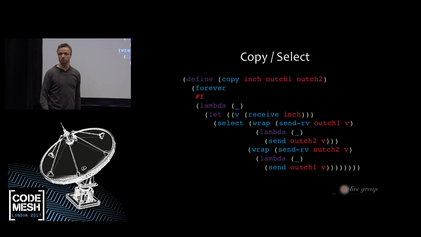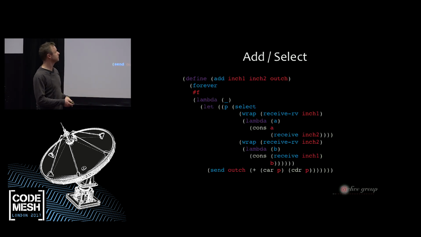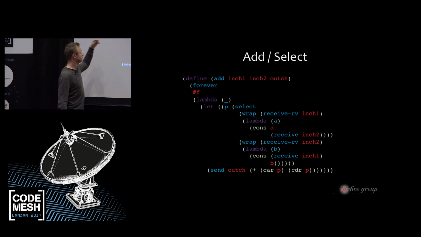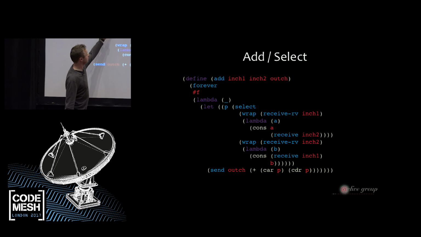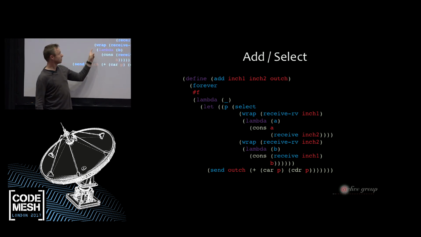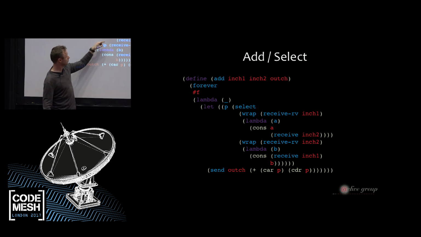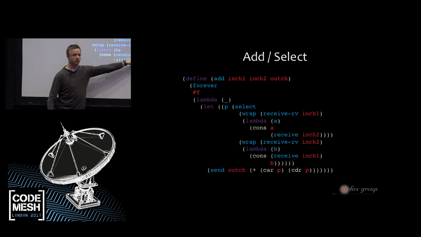That works. Okay, and again, this is the version that does the right thing. And you can do the same thing for add, and you can see the same pattern here. For add you need two numbers, not just one as in the copy, so the code gets a little bit more complicated. But in this case, you have a select on receive RV on inch 1, a wrap on receive RV on inch 2, and you wrap things around those where you see, well, here's the receive on the other one. Can you see that?